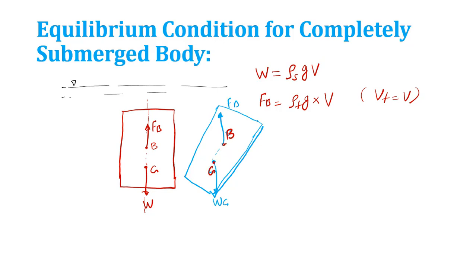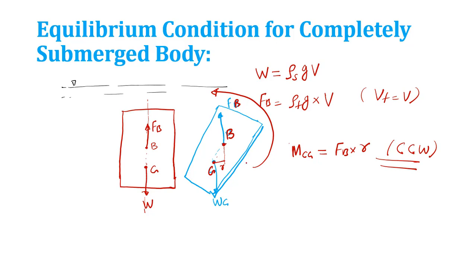So now I'll evaluate the moment due to this buoyancy force about the center of gravity. Moment about CG due to the buoyancy force. So I'll extend this and make a perpendicular from here. Let's suppose this is R. So this is nothing but FB into R. What will be the direction? It will be counterclockwise.